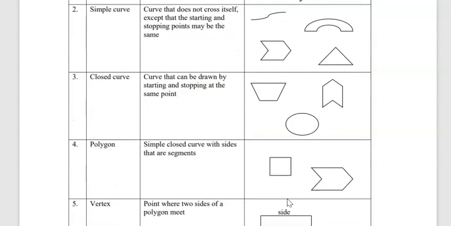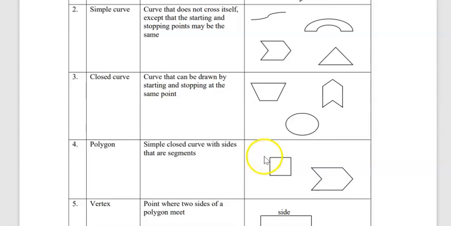Now, when we get to the definition of a polygon, they're all simple curves and closed curves, but now all of the sides have to be segments, and we know segments are straight. And so we can see some visuals of polygons, and we're going to go into the different kinds of polygons, which we've all learned those names: octagon, heptagon, hexagon, pentagon.